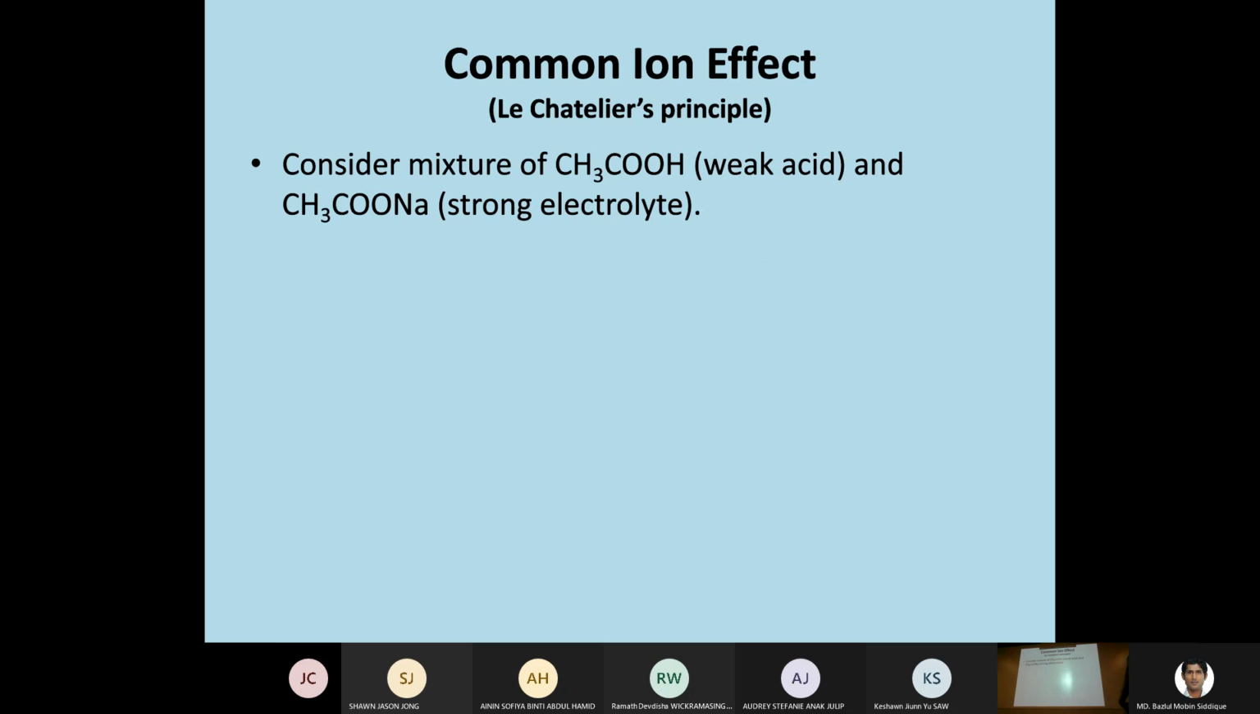Common ion effect, according to the Le Chatelier principle, says that when one system is in equilibrium, Le Chatelier, once again, we talked yesterday, then if we add something or change the environment for that equilibrium, the reaction will move towards where it can have a good equilibrium again.